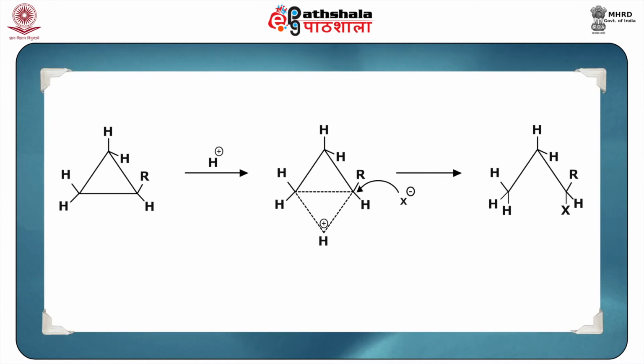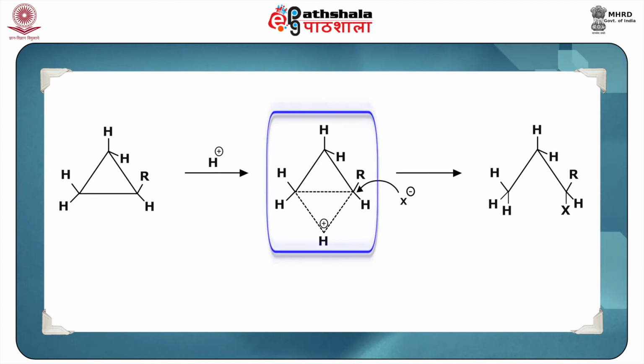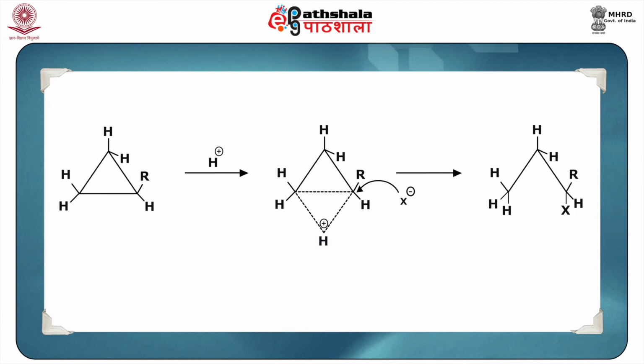There is another type of mechanism which has been suggested, and it depicts an edge-protonated cyclopropane. It is shown here: starting with this substituted cyclopropane, the H plus attacks from the edge, so it is outside, and then the X minus attacks, and finally this H gets shifted to the other. You can see this mechanism better justifies the 1,3 type of addition which is happening.